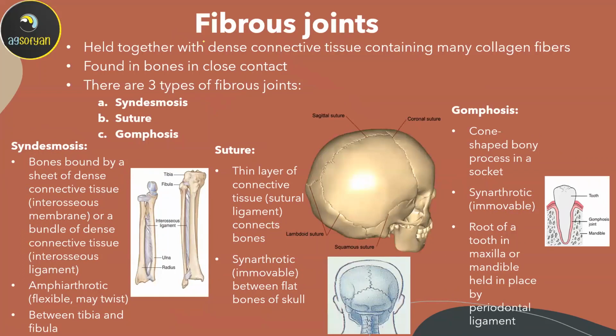Now we start with the first type of joint, the fibrous joint. So this is based on structure. This is the type of joint that has fiber, mostly dense connective tissue with many collagen fibers that bind two bones together. There are three types of fibrous joint.